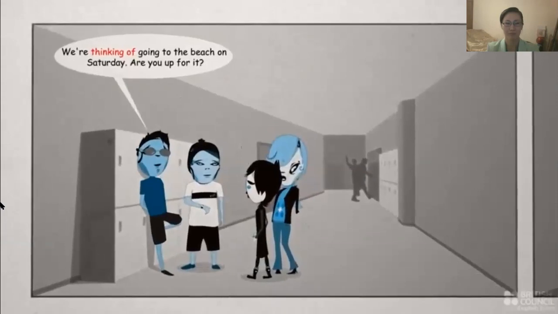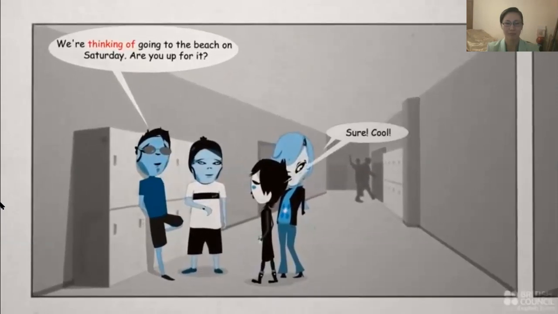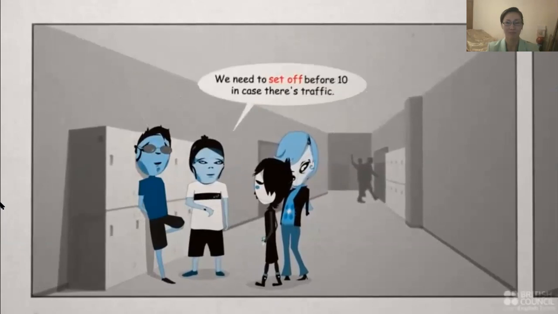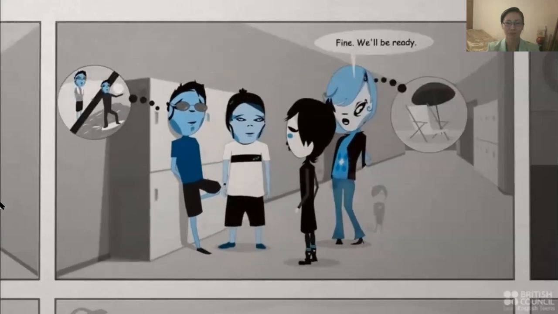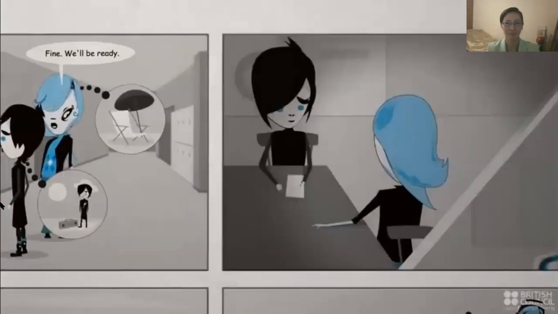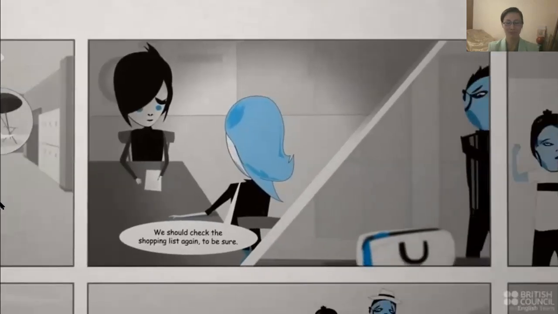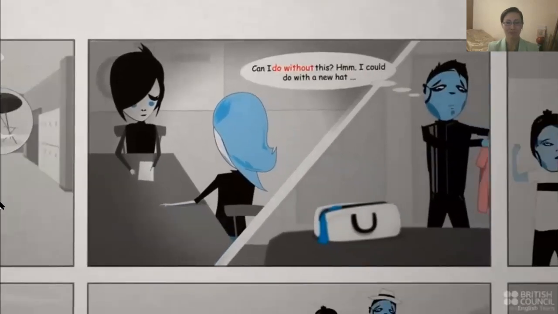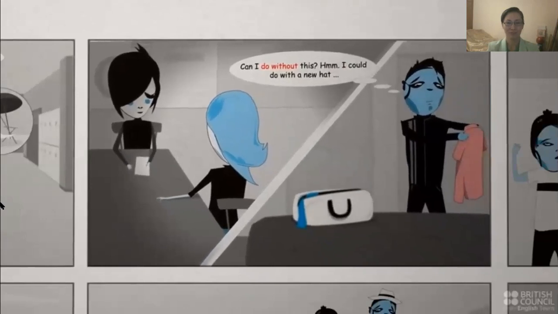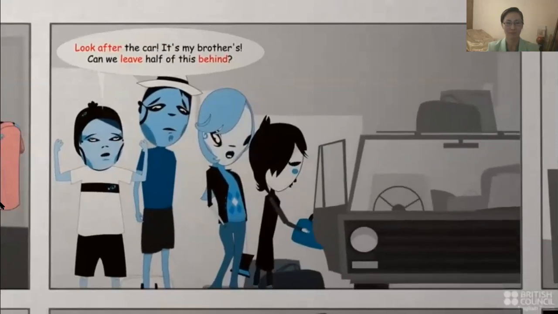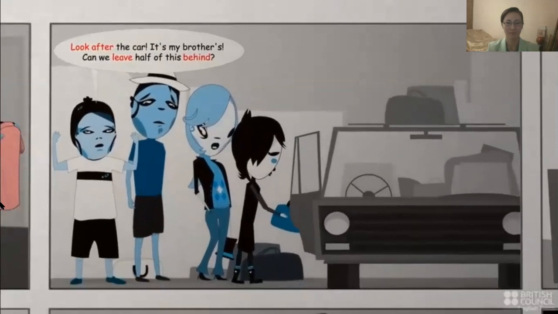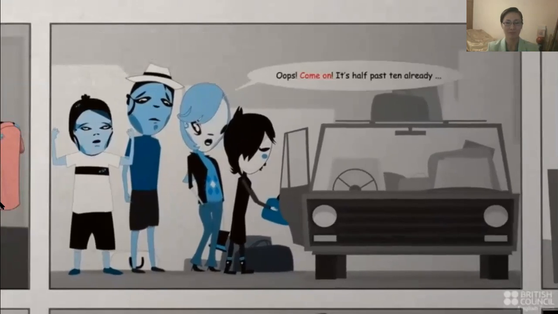We're thinking of going to the beach on Saturday. Are you up for it? Sure, cool. We need to set off before 10 in case there's traffic. I'll come over to yours, Izzy, and pick you two up at 9:30, okay? Fine, we'll be ready. We should check the shopping list again, to be sure. Can I do without this? I could do with a new hat. We'll have to clean the car. It's my brother's. Can we leave half of this behind? Oops, come on. It's 10:30 already.